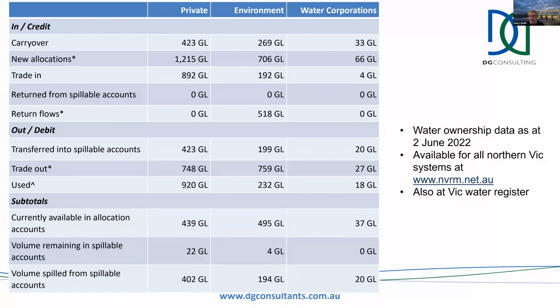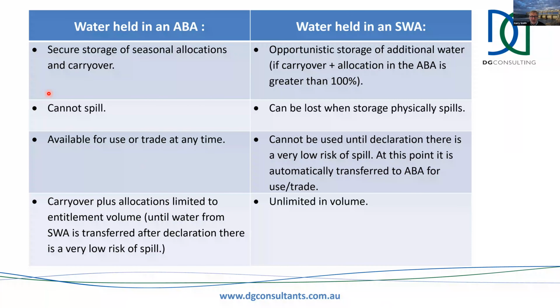Let's have a quick look at some of the key differences between water in an allocation account and water in a spillable water account. So clearly, water in an allocation account is secure storage of the current allocations and any carryover that's in there. It can't spill, and it's available for use and trade at any time, which is important, but there is that limit we spoke about.